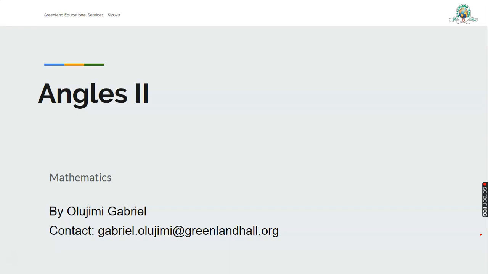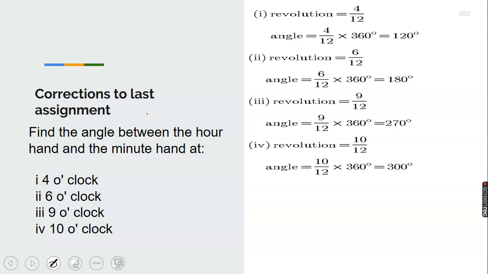Today we'll be looking at angles again. Last time we checked angles: how to measure angles and how to construct angles. But before we go into angles again today, here is a correction to the last assignment.